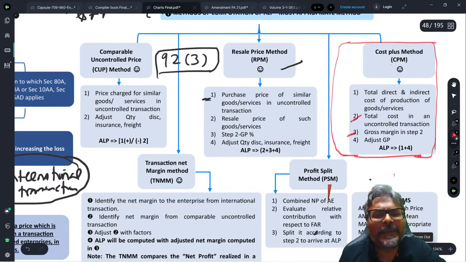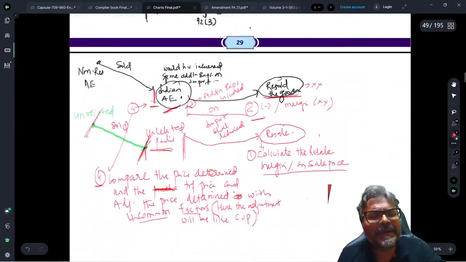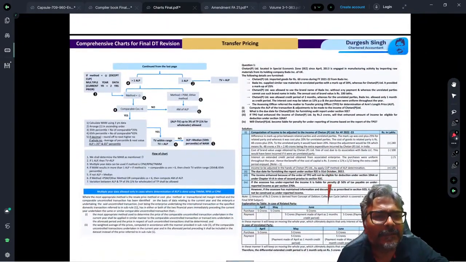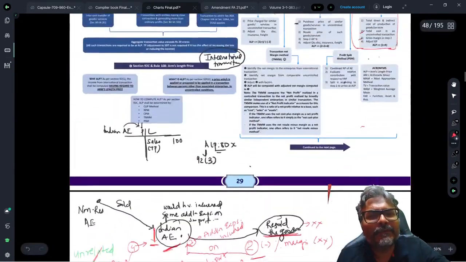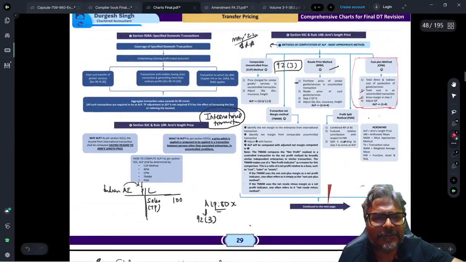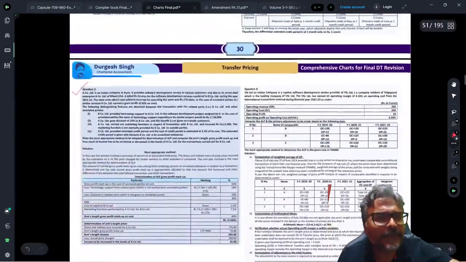Once you get the ALP, students, please compare it with the transfer price which has been charged, and the difference would be the transfer pricing adjustment. Let's do this question.